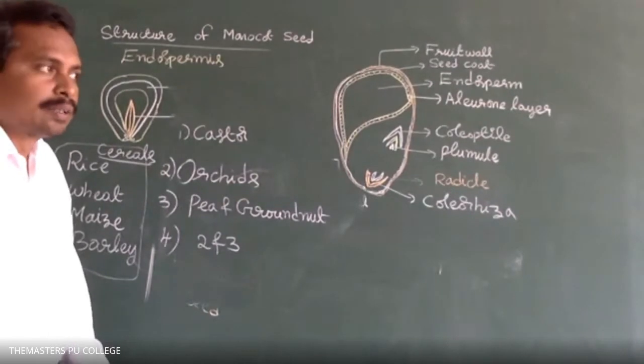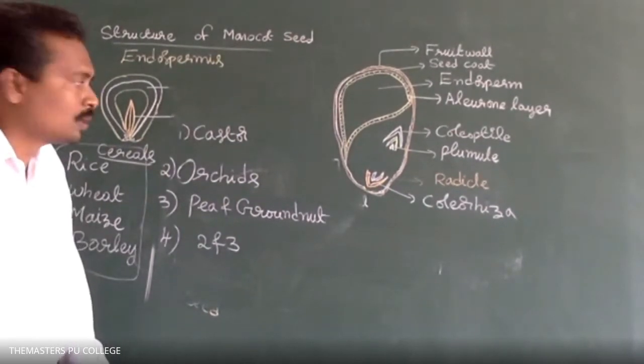Option 4 is 2 and 3. Sir, can you repeat the question? Which of the following are the non-endospermic monocotyledons? Option 2, orchids.